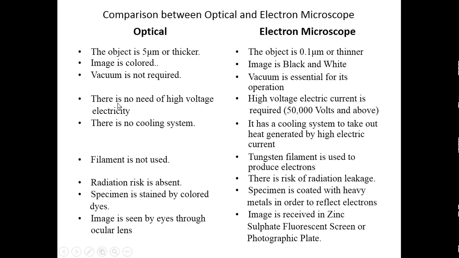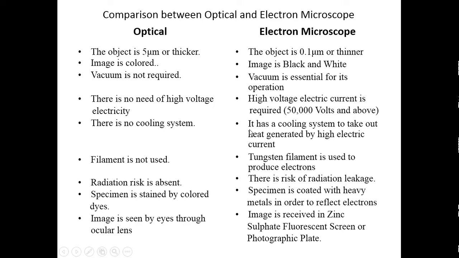Okay. There is no need of high voltage electricity in the case of optical microscope, but in the case of electron microscope where electron beams are produced, isn't it? So that requires a very high electric voltage, about 50,000 volts, 50 kilovolt. Such a high voltage is required in order to produce the electron beam. So the electron microscope is usually operated only by a trained person.